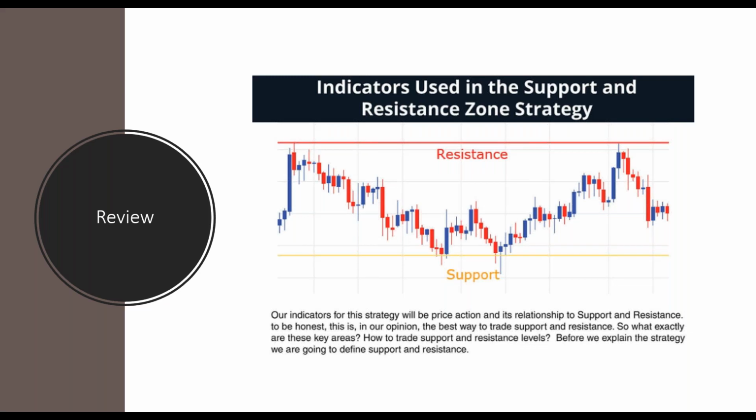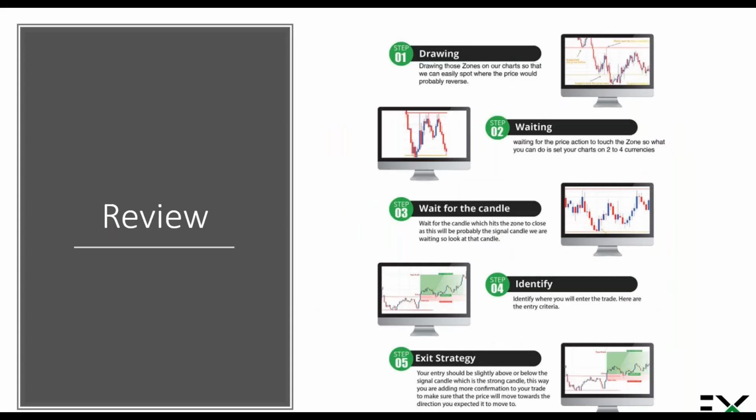Before we explain the strategy, we're going to define the support and resistance. First, we want to draw the zones on our charts so that we can easily spot them. Two, the important part, is the waiting. Wait for the price action to touch the zones. We can set this on 2 to 4 charts. Once we've drawn them on, we can just see how price is trading and wait for it to approach that major support or resistance zone. Then we want to wait for the candle which hit the zone to close, as it will probably be the signal candle.